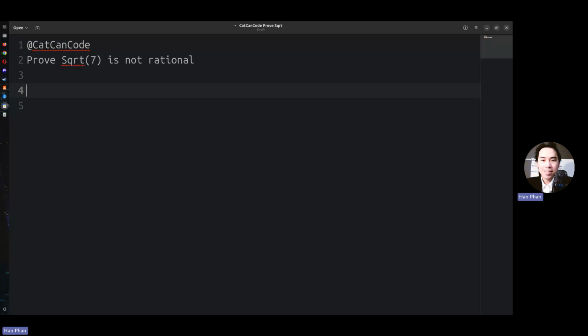So for proof by contradiction, we always start with assuming the opposite of what we need to prove, which means square root of 7 is rational. We assume this. Normally, we use this assumption to our advantage to deduce some sort of contradiction so that we can conclude that our assumption is wrong, which means the opposite is right, which means square root of 7 is not rational.